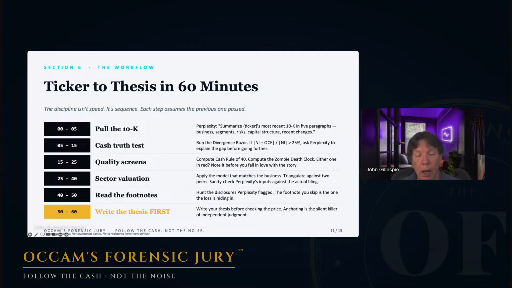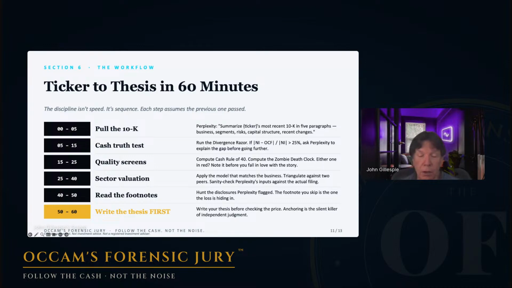Minutes 25 to 40, apply the right valuation model for the sector and triangulate against 2 peers. Sanity check every number Perplexity gives you against the actual filing. Minutes 40 to 50, read the footnotes Perplexity flagged. The footnote you skip is the one loss that's hiding in plain sight.